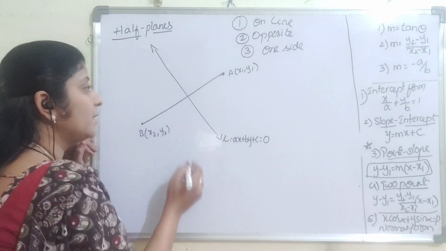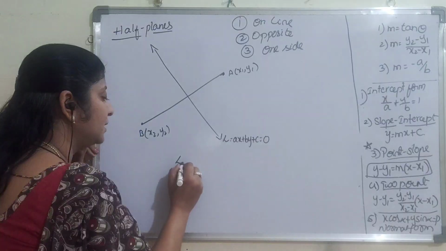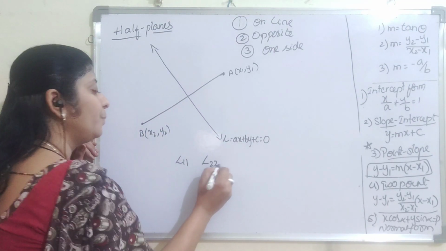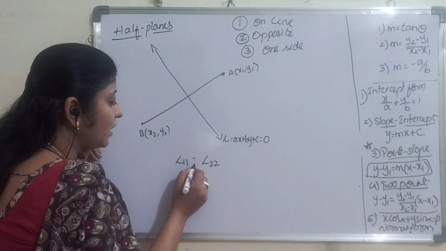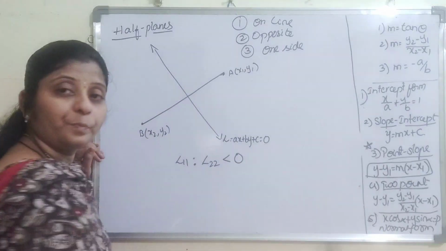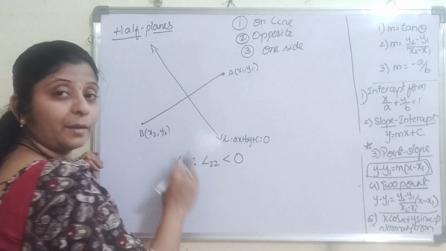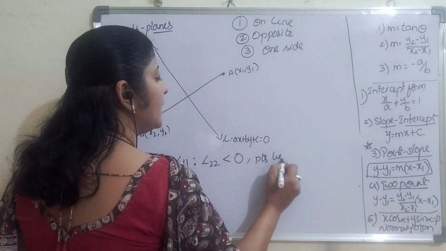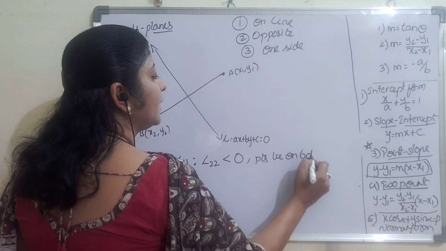So substitute the points x1, y1. If you substitute, you will get L11, and x2, y2. If you substitute, you can say L22. If the ratio L11 by L22 is less than 0, then you can say that the points lie on both sides.